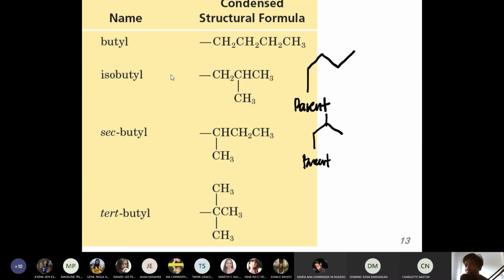Another isomer of butyl, no, is your CH3. Instead of it being connected to the second carbon, it is connected to the first carbon ng alkyl group mo. So, andun siya. So, that's sec-butyl. So, ano itsura niyan? So, ganito itsura niyan. Okay? Okay, so ano yung difference niyan? Yung CH3 mo, instead of being connected to the second carbon, that is connected now to the first carbon.